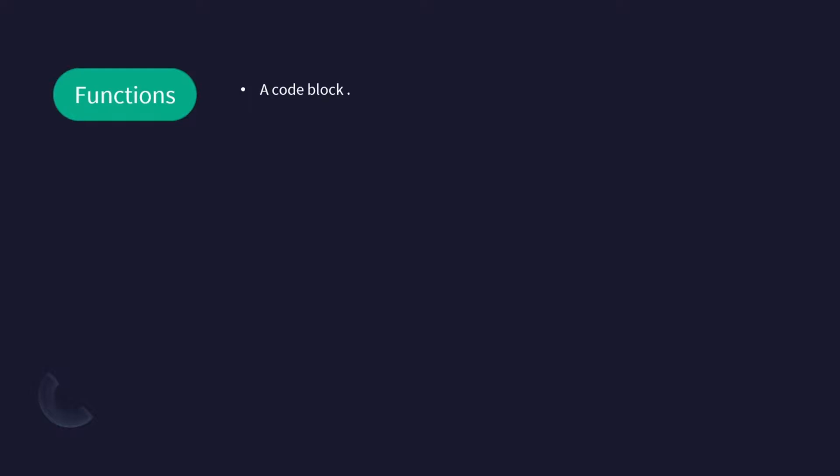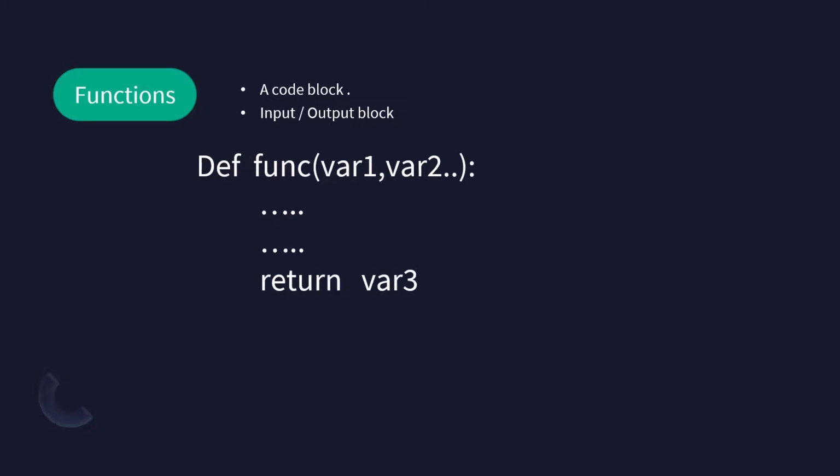Functions. A function is a block of code. It is an input-output block. So some magic happens in that block. It takes an input and produces an output. For example, this is basically the structure. def is the keyword, def, then function, var1, var2. These are basically the inputs to the function, and then whatever magic happens inside, it returns a value.